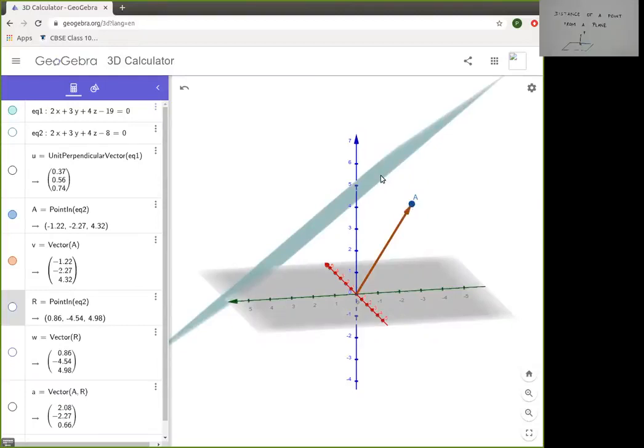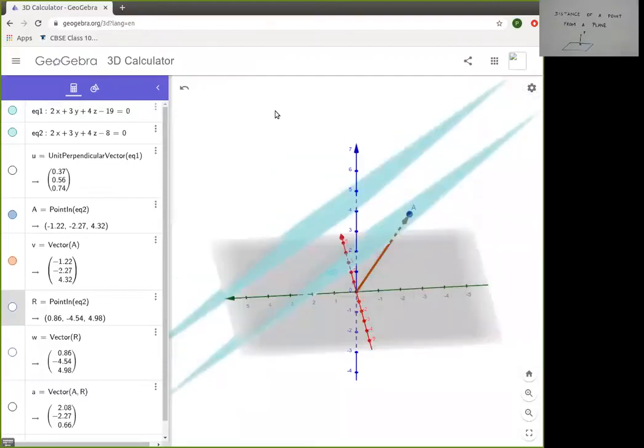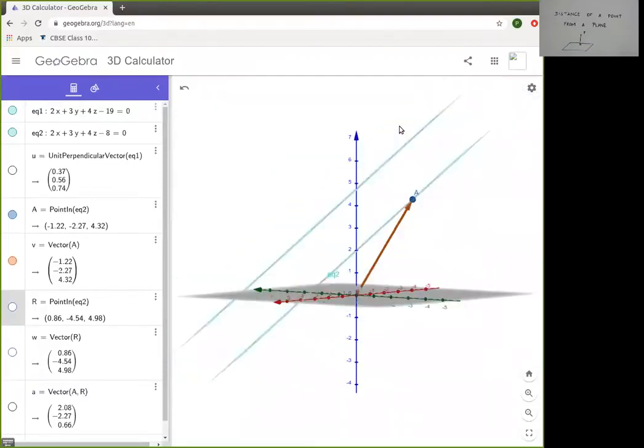To do that, what we do here is consider another plane which is parallel to this plane, but passing through this particular given point. This plane is parallel to the given plane, but passing through the point. Now, if we find the distance between these two planes, that is the distance between this point and this plane.